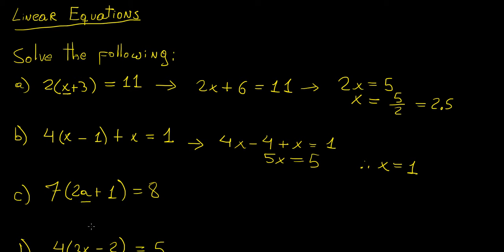For this one, the pronumeral is a. So we can multiply this, expand it out. So that's 14a plus 7 equals 8. Now we look at the constant term, we want to get rid of it first, so we can subtract 7 from both sides. That's going to become 14a equals 1. And that means that a is going to be 1 divided by 14.